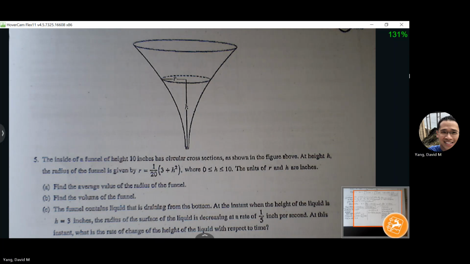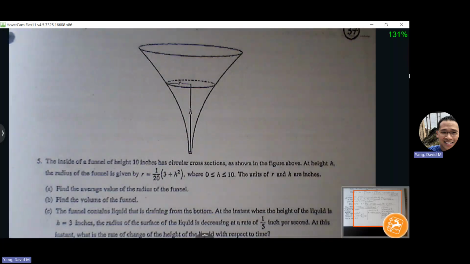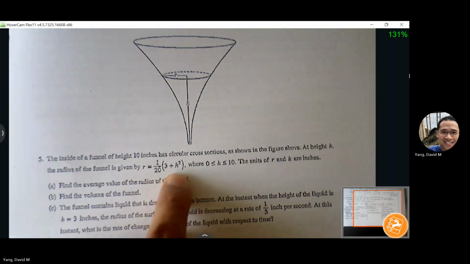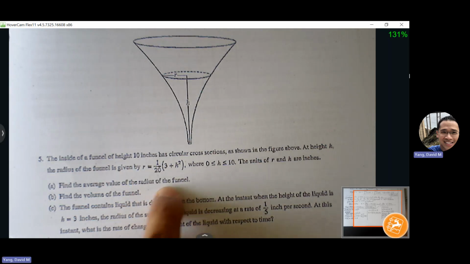Now, let me ask you this. Is this a cone? It's not a cone. I think that's what students were trying to do, use cone formulas, but this is curved, right? This is not a straight line. So we got to think of this from a different perspective. What is difficult is that we need to think of h as the independent variable and r as the dependent variable, and we want to find the average value of the radius.